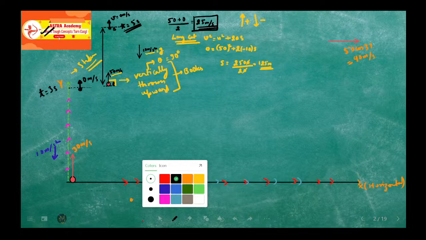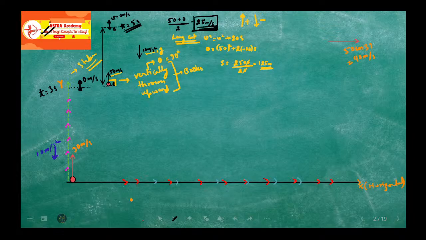Sir, you are behaving as if we are doing a question of motion under gravity, that too motion in 1D. But it was a question of projectile motion. What are you doing? You are just ignoring 40 meter per second haphazardly as if it doesn't exist. Yes, that is my purpose. Just listen to me carefully for some time and you will understand what I'm trying to do.